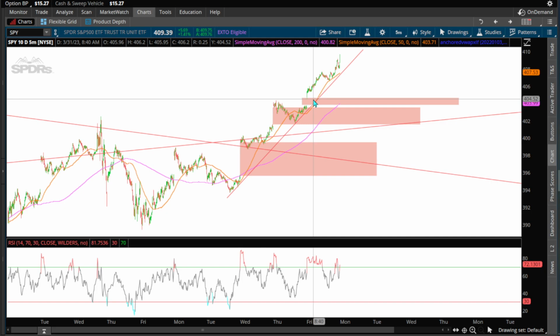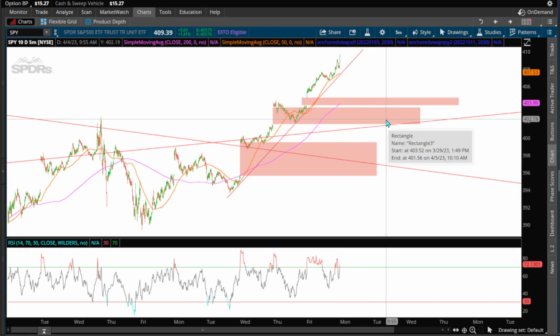Now, going further on SPY, we do have this trend line right here. If we do break this trend line that's literally been the support for the last 3 days, we're going to start seeing a new trend, and maybe we start filling these gaps. That would definitely be something I would pay attention to.